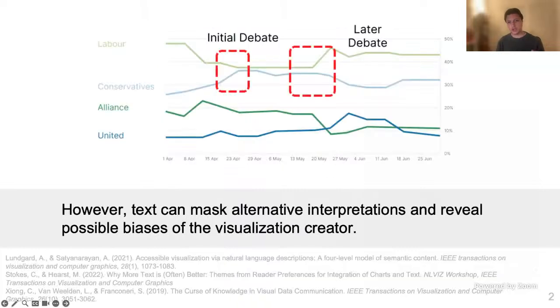However, telling a reader information about the data can also obscure other parts of the chart. So in this example, highlighting the points between the Labor and Conservative parties led fewer readers to notice features of the Alliance and United parties. So including text information on this chart might be able to signal some kind of potential bias from the designer.